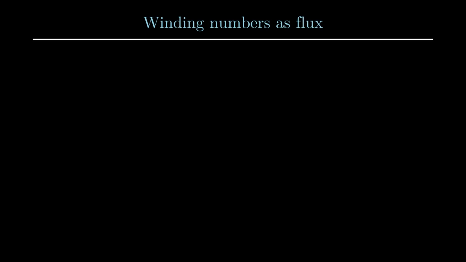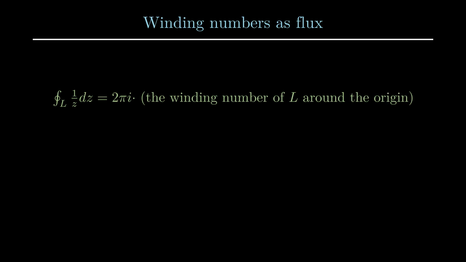Next, let's show how Polya vector fields apply to winding numbers. Recall from class that the integral of 1 over z dz about a curve L is equal to 2 pi i times the winding number of this curve L about the origin. From previous work, we've shown that this integral can also be expressed as the work the vector field of 1 over z bar does on this curve L plus i times the flux of 1 over z bar through L.